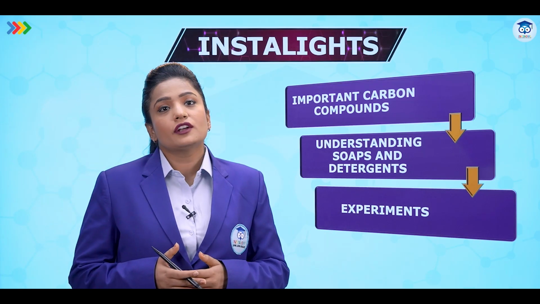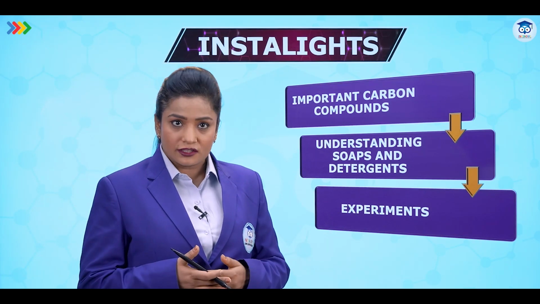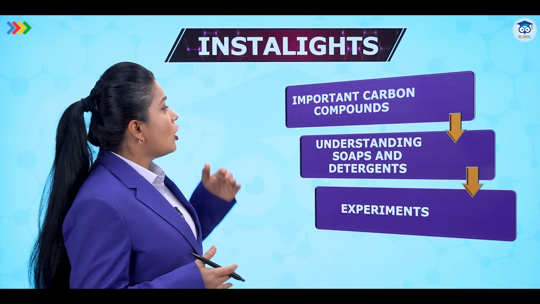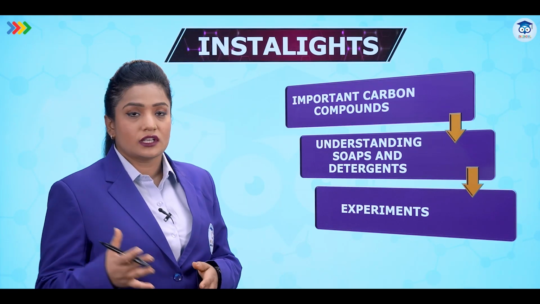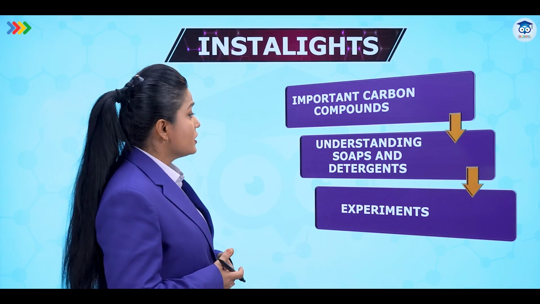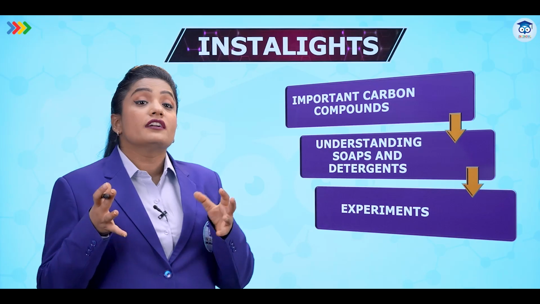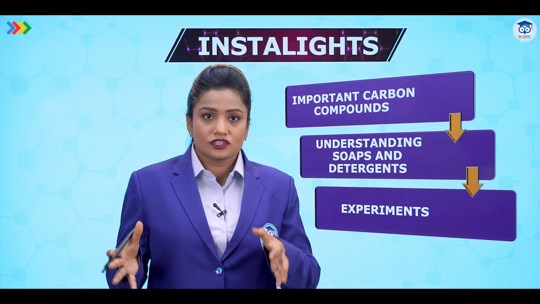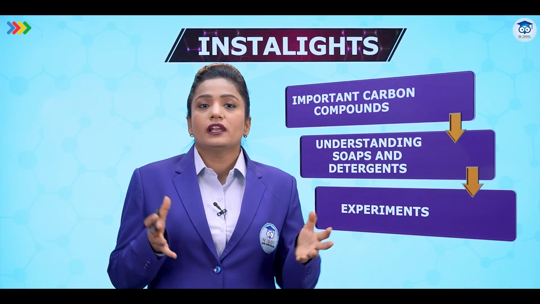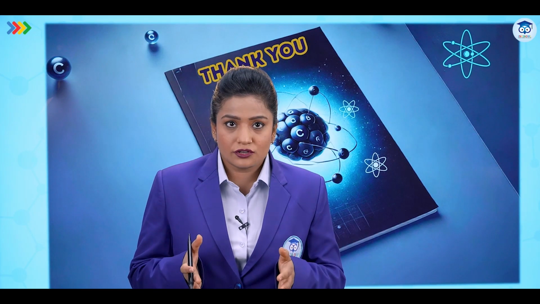With this, we have come to an end to the chapter. Let's try to summarize what we have done in today's class. We have discussed ethanol and ethanoic acid as important carbon compounds. We have seen their reactions. And we have also discussed soaps and detergents. We did some experiments related to soaps and detergents with hard water and with oil and water. With this, we have come to an end to today's session.